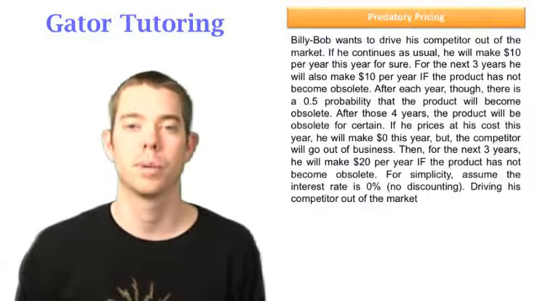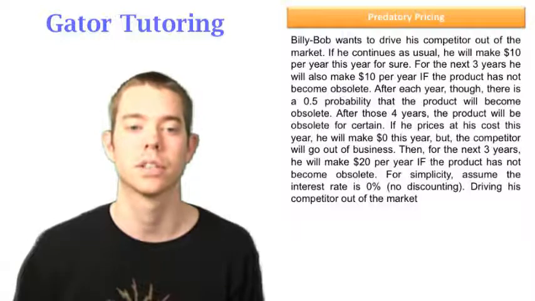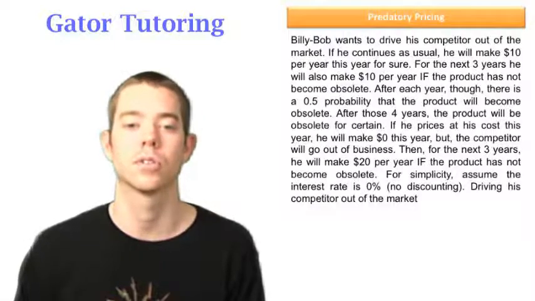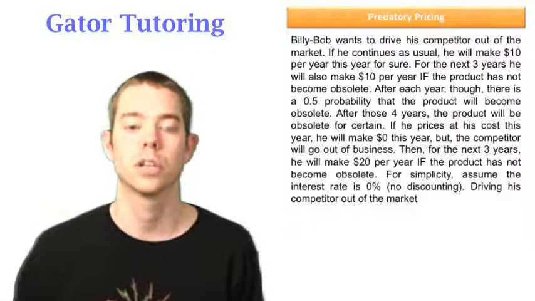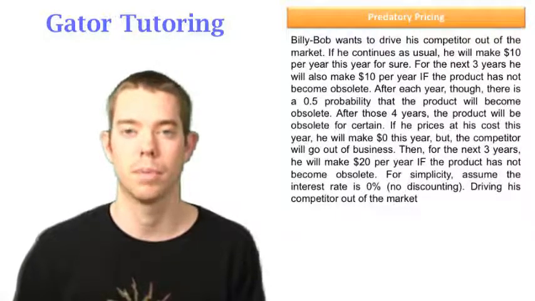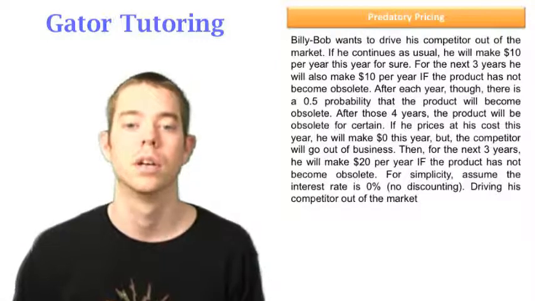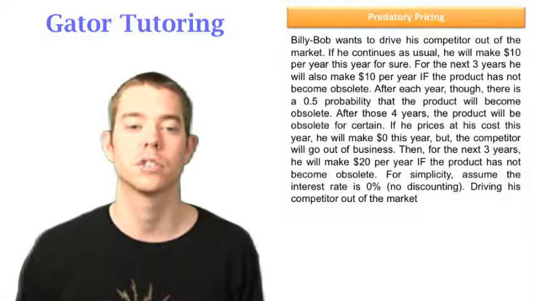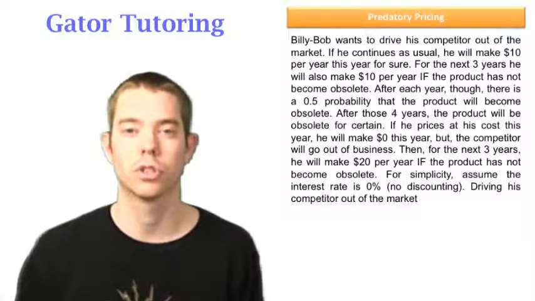And then we're going to compare two cash flows. That's where he's not predatory pricing, where he's continuing as usual. But if he prices at his cost, or he predatory prices, this year he will make $0, but the competitor will go out of business, and then for the next 3 years he'll make $20 if the product hadn't become obsolete. So we know there's a 50% chance that each period it does become obsolete. And then it says for simplicity, assume that the interest rate is 0, so there will be no discounting back. And we're going to see if he's going to choose to predatory price or not.